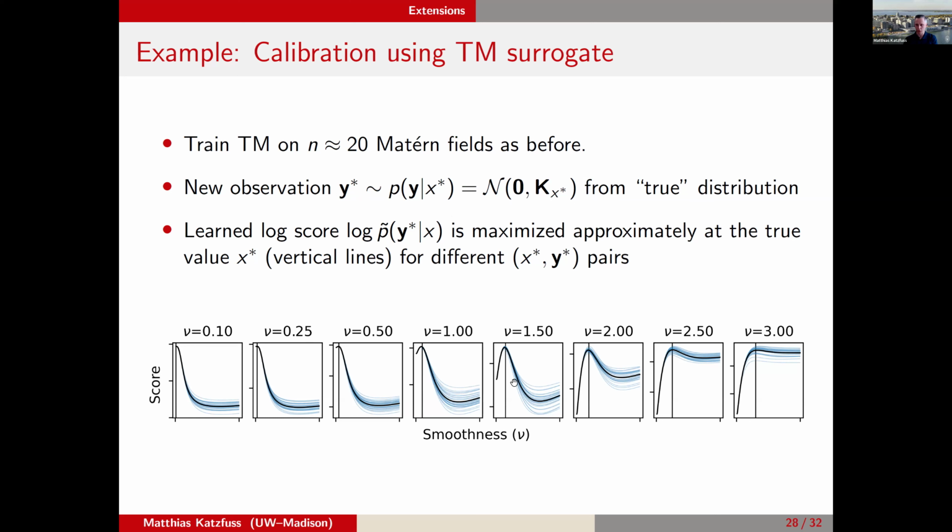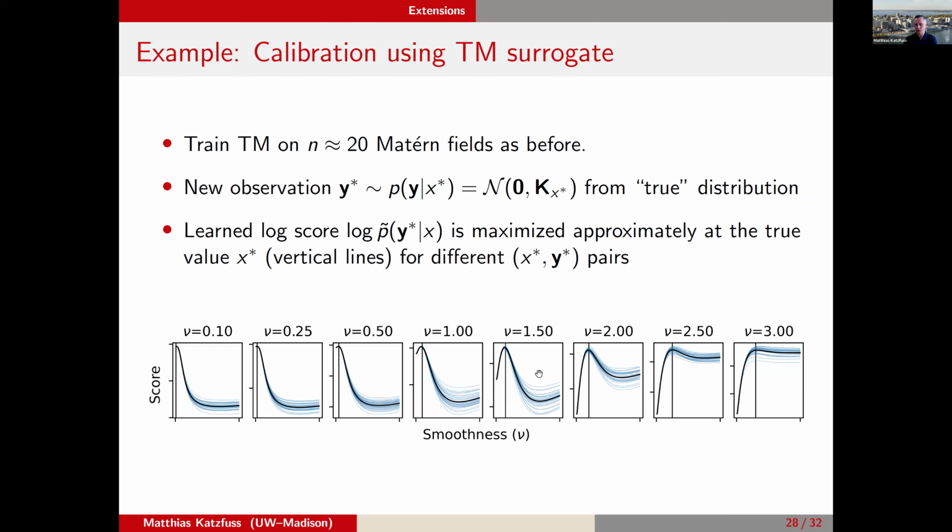So let's take, for example, this one here. Here, we've set the true x star to be log of 1.5, so the true smoothness is 1.5. We take one sample from a Gaussian with a Matern covariance with smoothness 1.5, and take that to be our y star. And then we look at this thing here, log of p tilde y star given x, as a function of x, or as a function of the smoothness. And we can see it's actually roughly maximized at the true value, which is this black vertical line here.